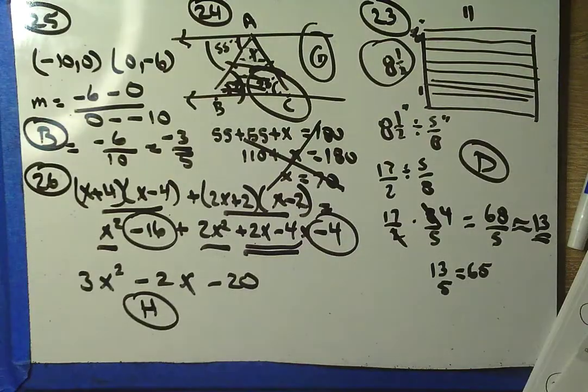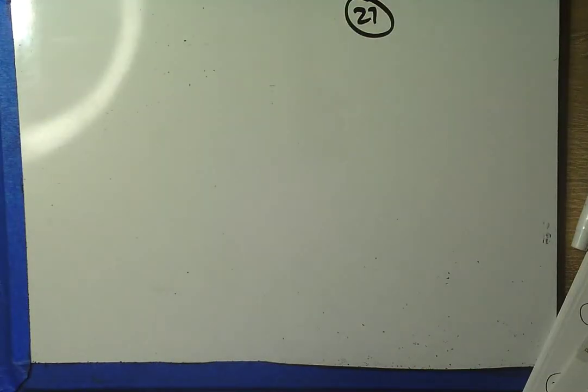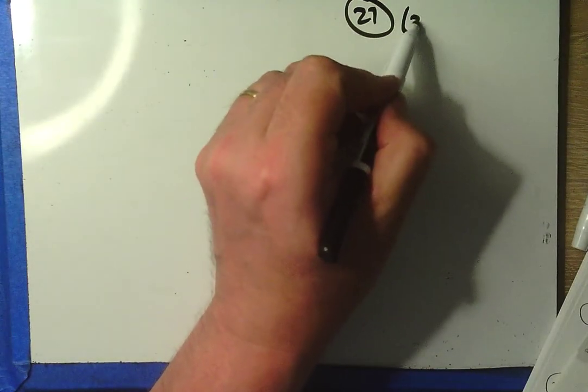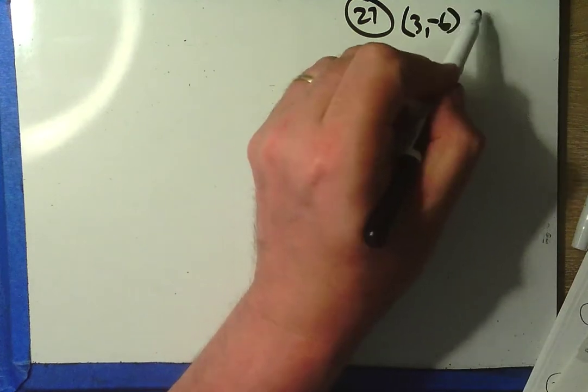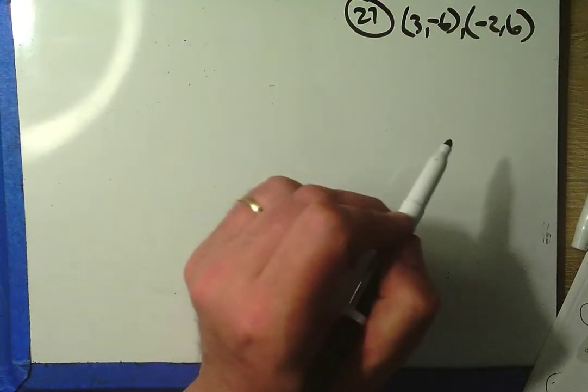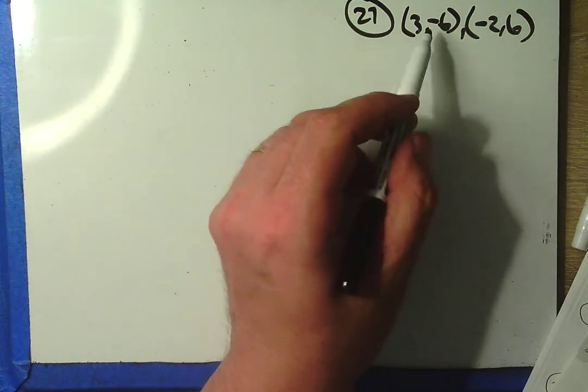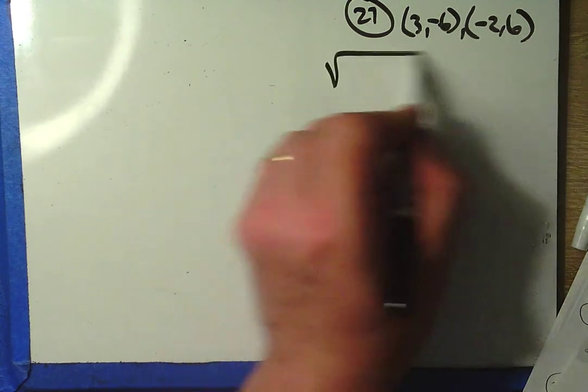Okay, how about 27? What is the length of the segment with endpoints 3, negative 6, and negative 2, 6? Well, from when we started our functions unit, we did the distance formula, and that's what we need here to find the length of the segment between these 2 points.